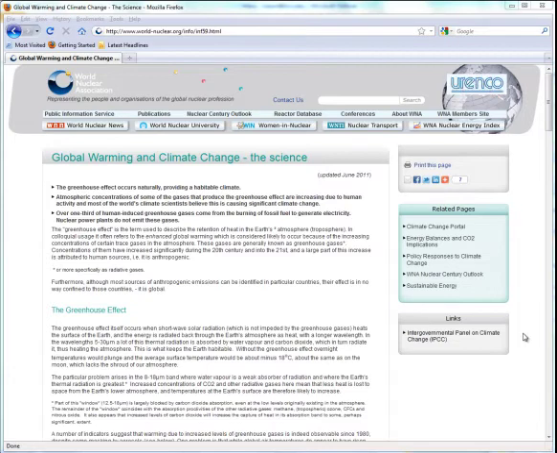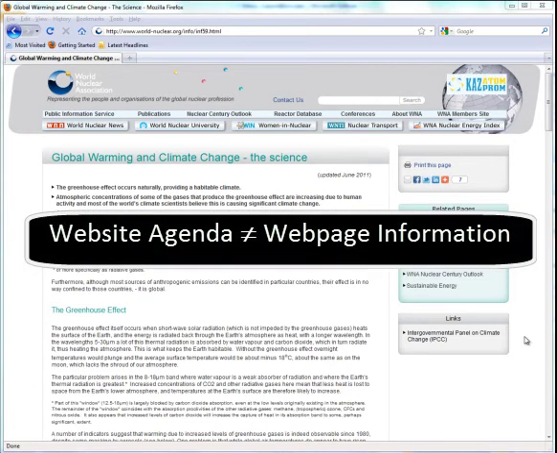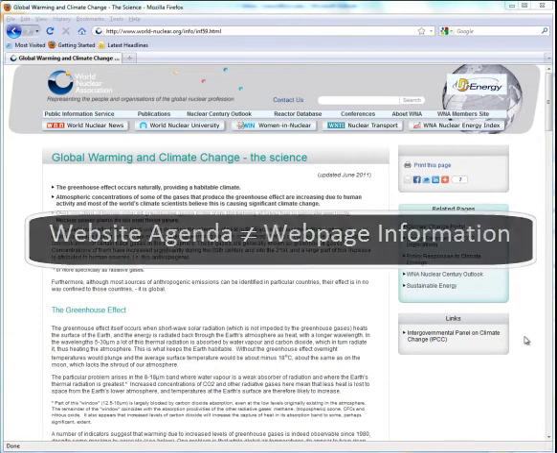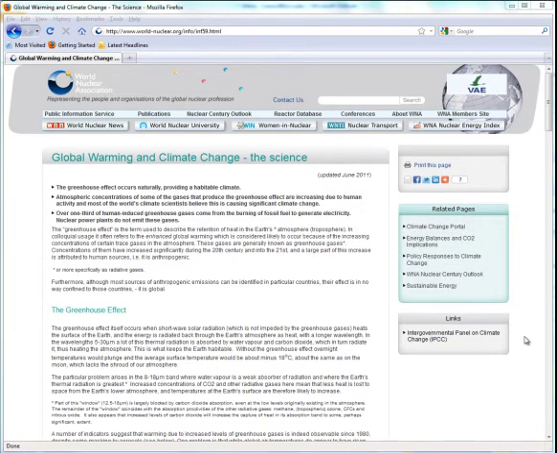In this case, the website agenda is important for understanding the author and any bias in the information. The agenda of the website is not the point of the web page you are looking at. The agenda has to do with why the entire site is producing information. You have to do some clicking and searching to find the website agenda.